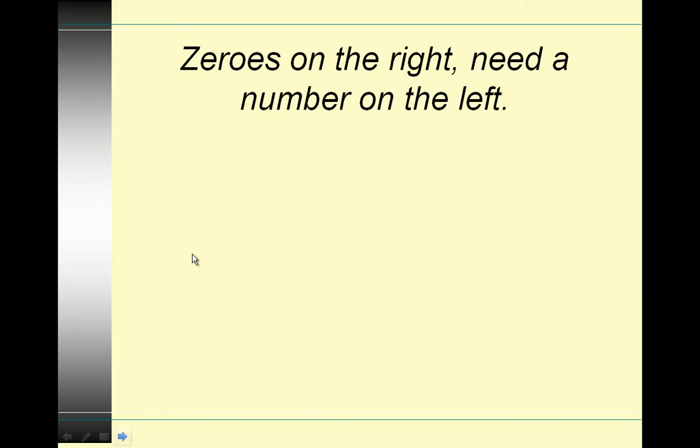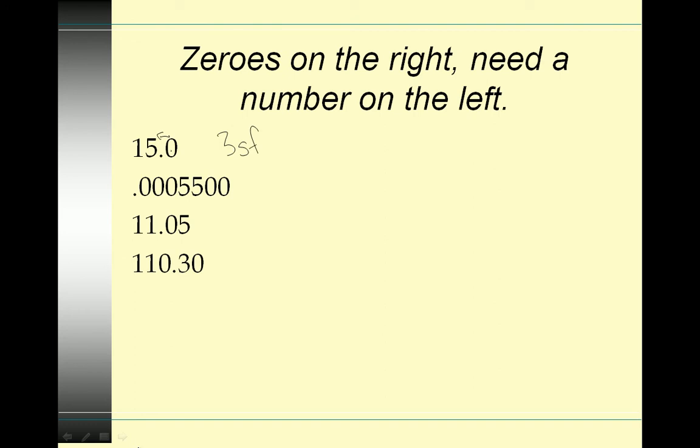Zeros on the right need a number on the left. This is zero on the right. It needs a number on its left. Hey, look, there's a 5. That's significant. That has 3 sig figs.